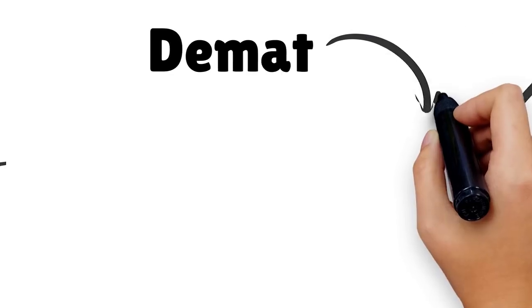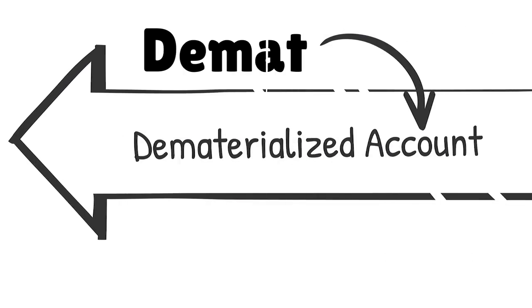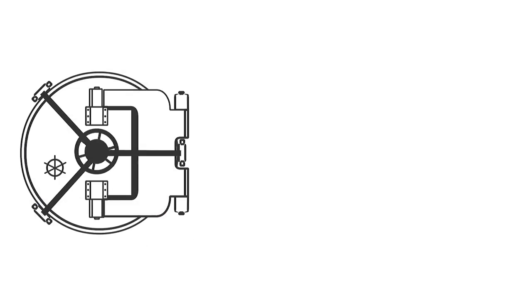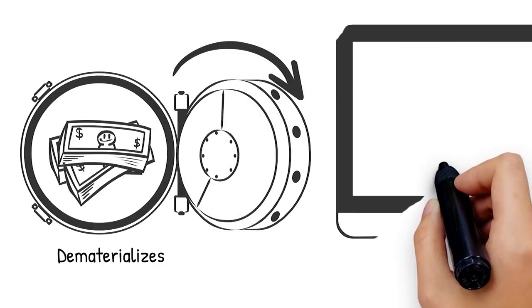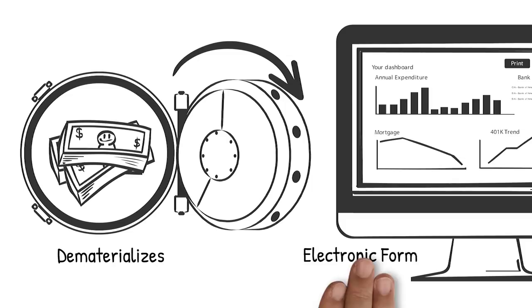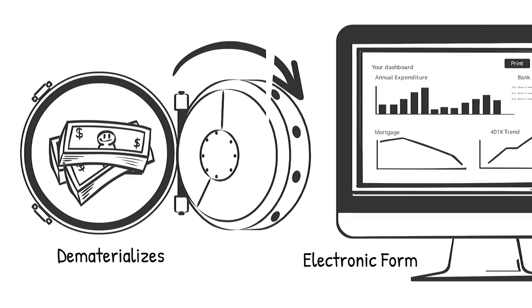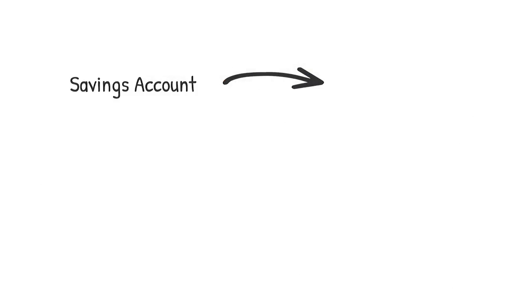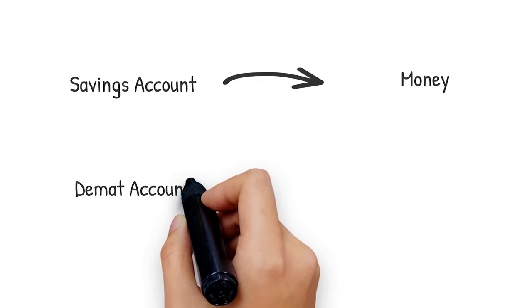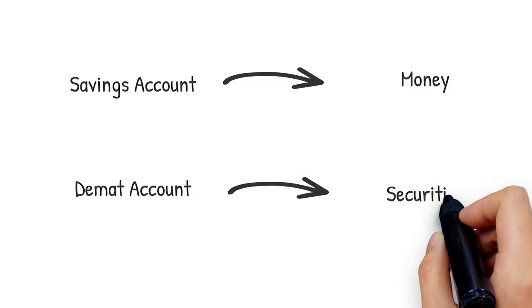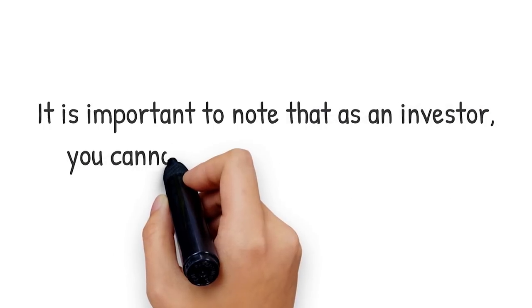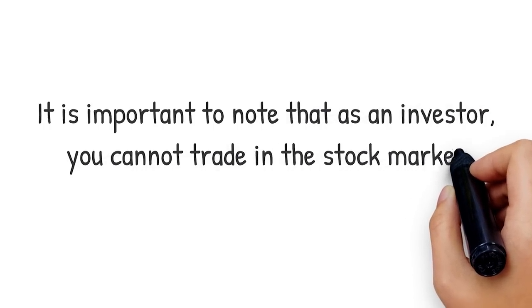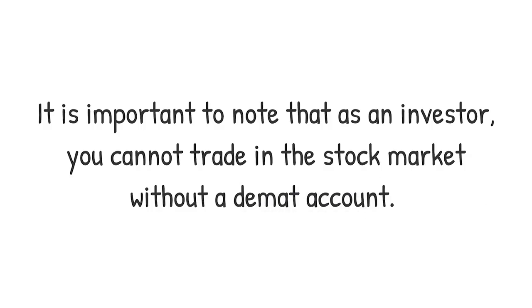Demat is short for dematerialized account. That is, it dematerializes your physical securities and enables you to hold on to your financial instruments in an electronic form. If a savings account is used to hold your money, a Demat account is used to hold your securities. It is important to note that as an investor, you cannot trade in the stock market without a Demat account.